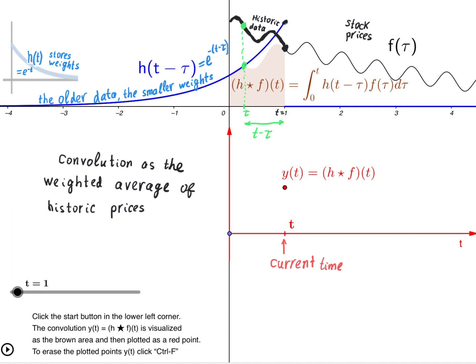Okay, so our expression for the weighted average of the historic prices will be: at every past time moment tau, we take the price at that moment and multiply by the corresponding weight h of t minus tau, for example, e raised to minus (t minus tau). And we add this up. So we take the integral from the very beginning until the current moment. And this integral is called convolution.